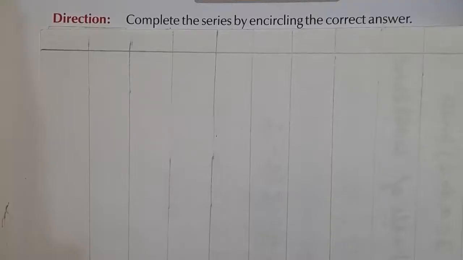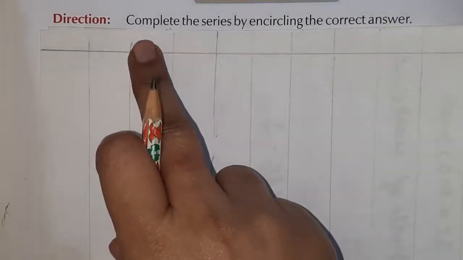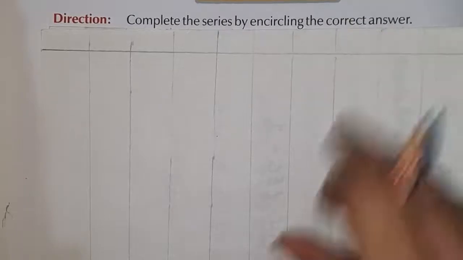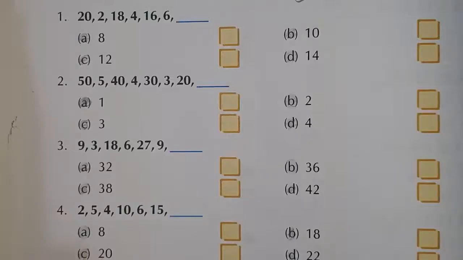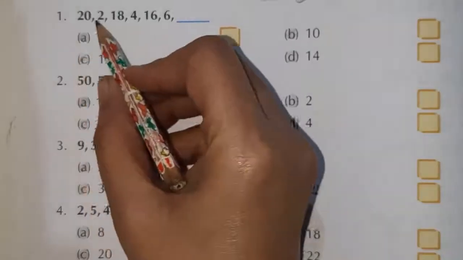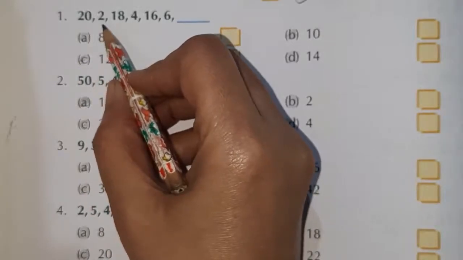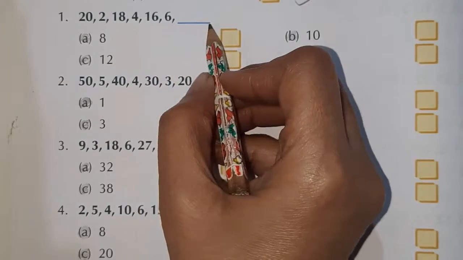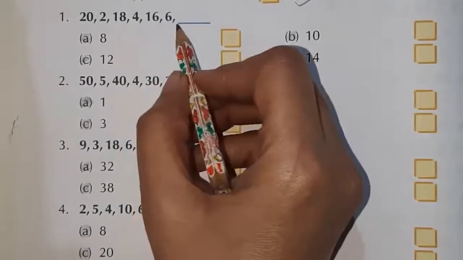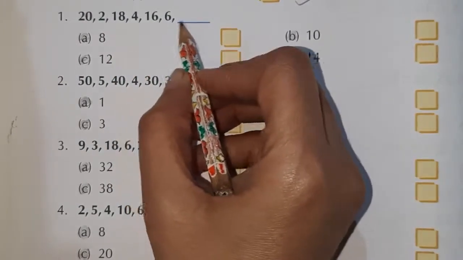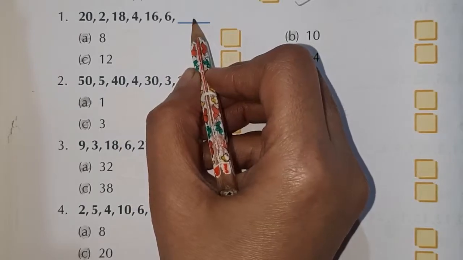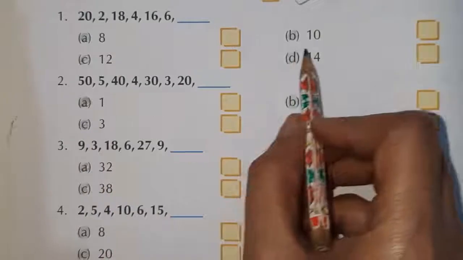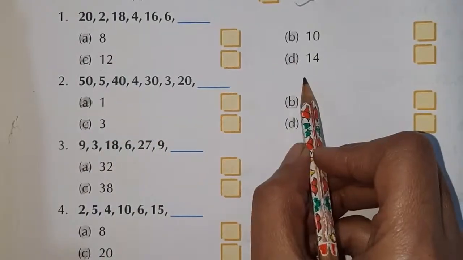Now the 5 homework questions I will give you. Direction is same. Complete the series by encircling the correct answer. First question, 20, 2, 18, 4, 16, 6 and dash. You have to recognize this series and find the next number. Options are given A, B, C and D.